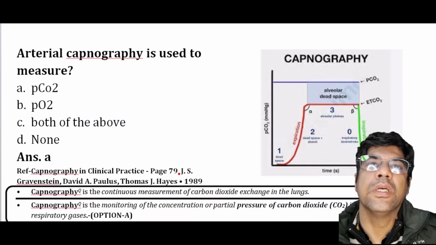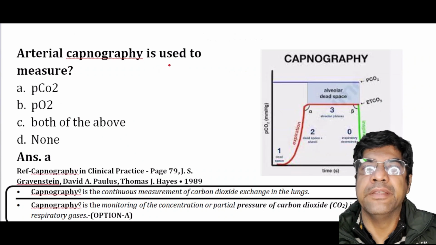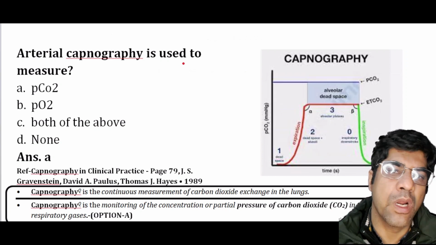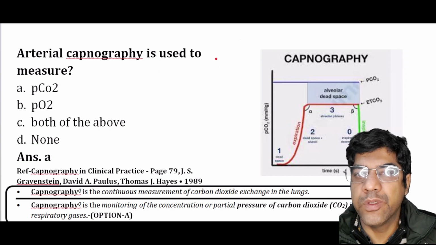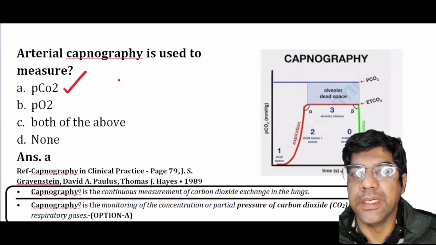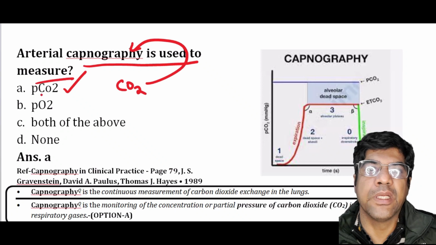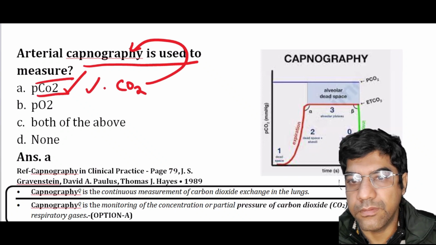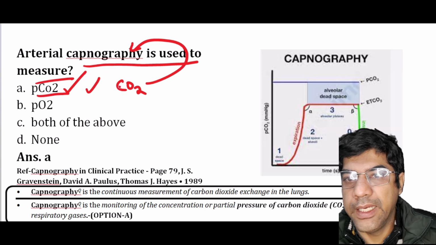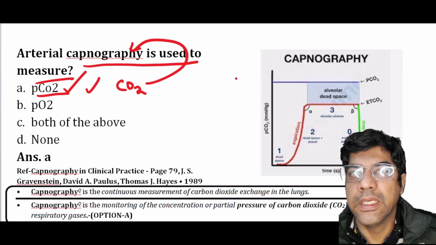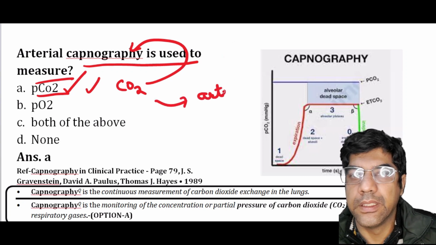Coming to the next question, arterial capnography is used to measure? Now, what is capnography? Capnography is the continuous monitoring of the concentration or partial pressure of carbon dioxide in the respiratory gases. So arterial capnography is used to measure the partial pressure of carbon dioxide in the arterial blood.